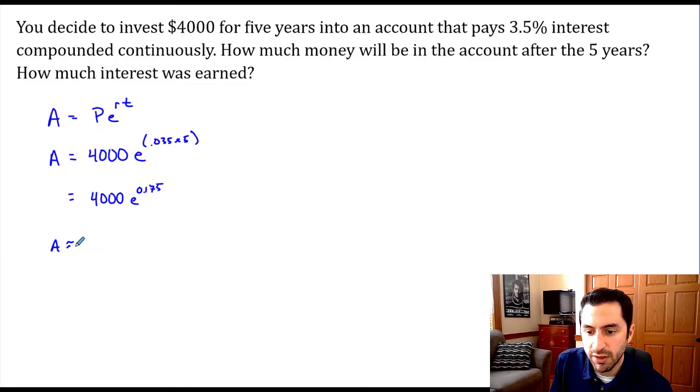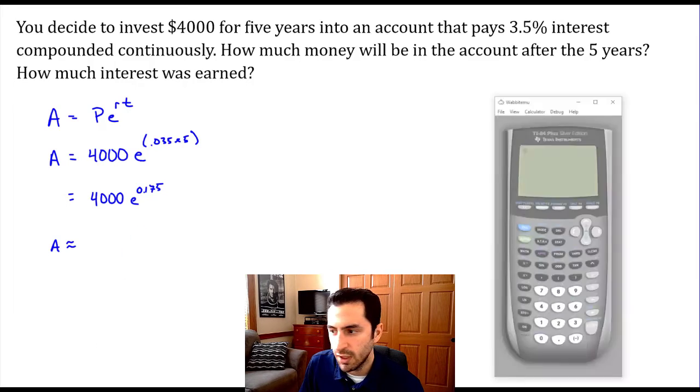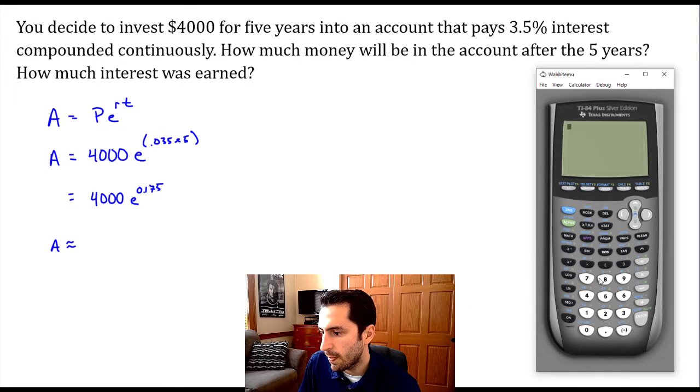And now from here, I would want to type this into my calculator. When I type it in, I just need to make sure to follow order of operations. So I'm going to do my exponent first, and then I'm going to multiply that by 4,000. So taking a look, we have our button for e raised to a power, and we want to raise this to the 0.175 power. So that's taking care of the exponent. And then we're going to multiply this by 4,000.